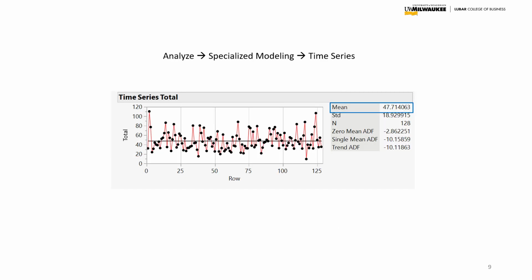Before we get to the alternative test of randomness in a time series, let's show you another way to get a time series plot. You can go to Analyze, Specialized Modeling, Time Series, give the Y variable that you're plotting, in this case total, and you'll automatically get the time series plot you see on this slide.